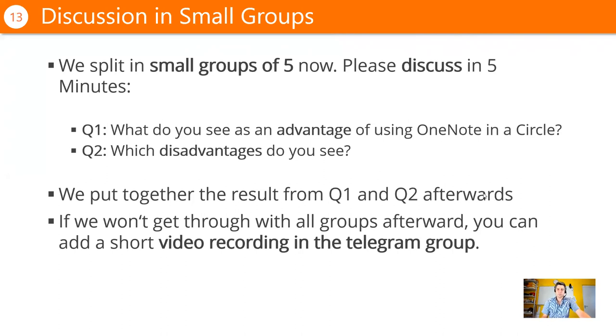But what could be a disadvantage is what you told before, that all circle members need to be open enough to want to share their info in OneNote, and if only two of the five do it in OneNote, then maybe this doesn't work so well as if all five do it. Yeah. Okay. Thank you.